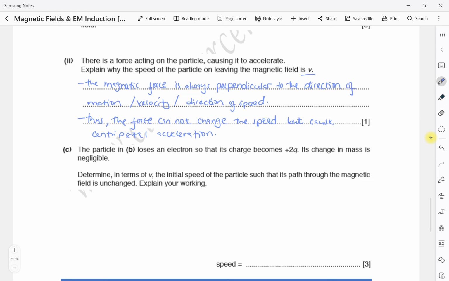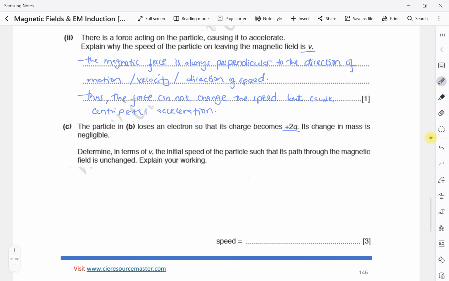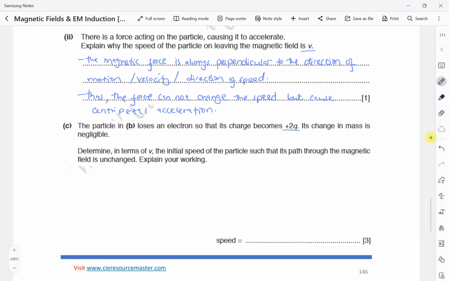The particle in B loses an electron so that its charge becomes positive 2q. So charge becomes positive 2q. Its change in mass is negligible. Determine in terms of V the initial speed of the particle such that the path through the magnetic field is unchanged. Explain your working. So we have already mentioned that the magnetic force provides the centripetal force.